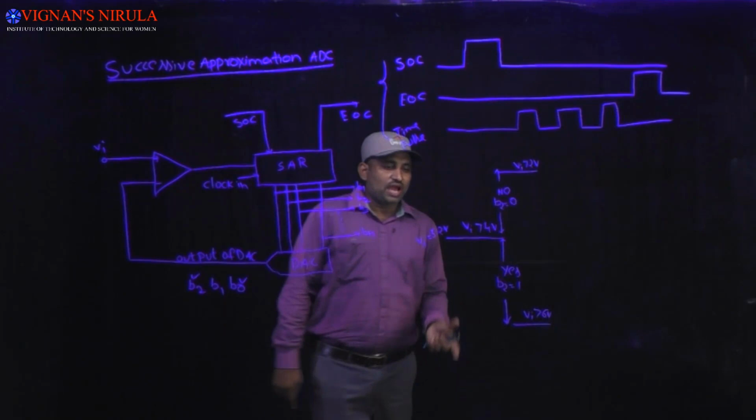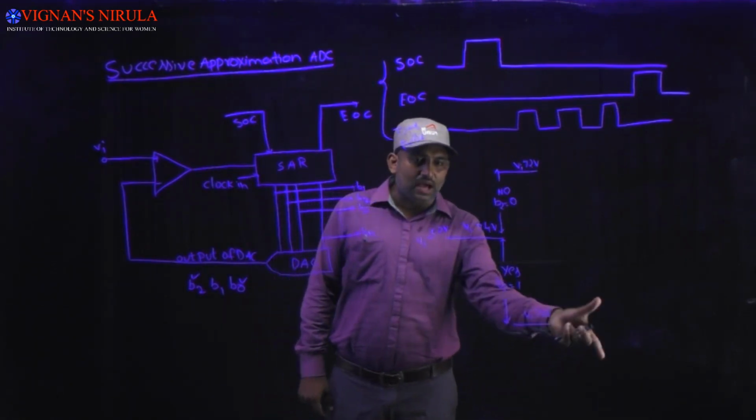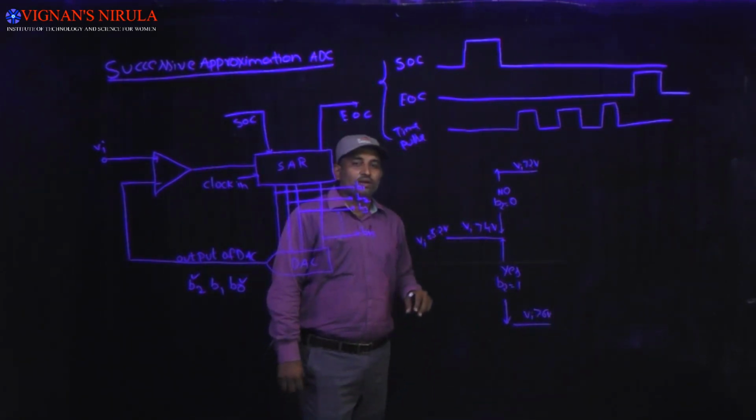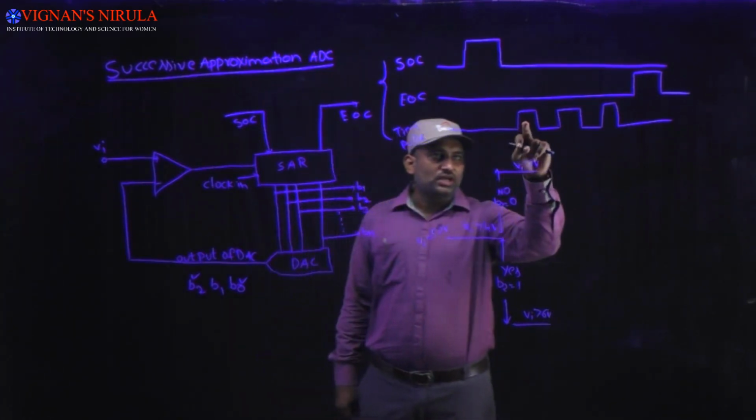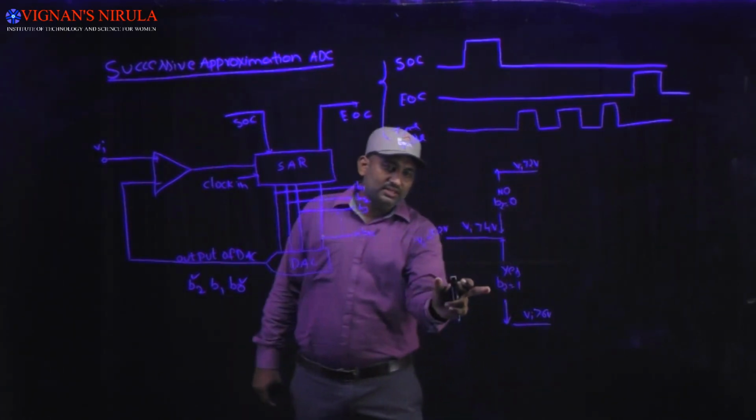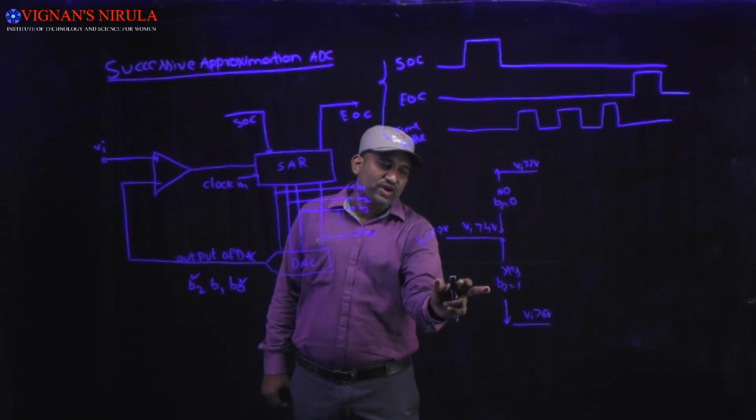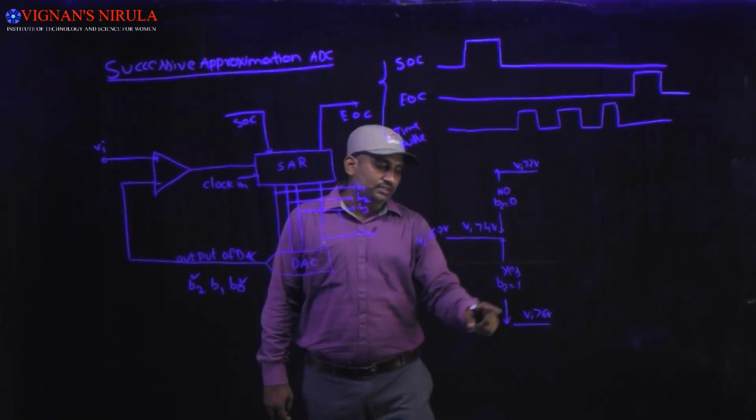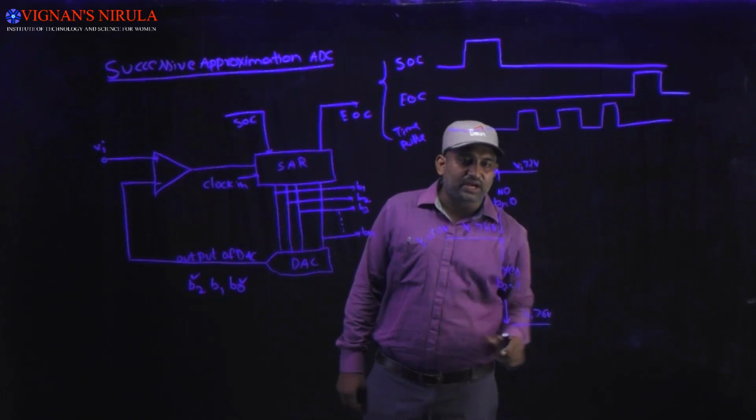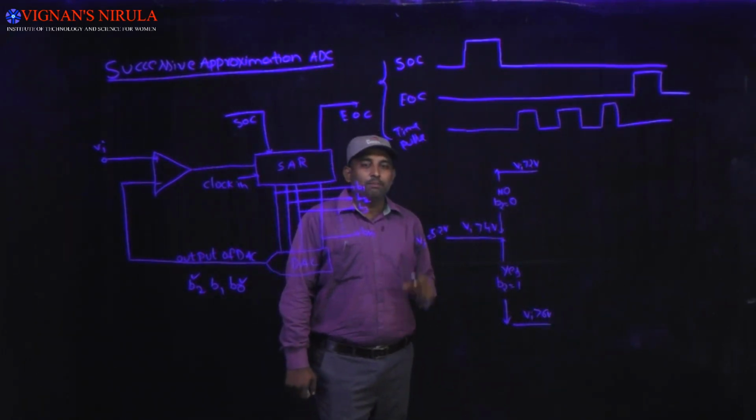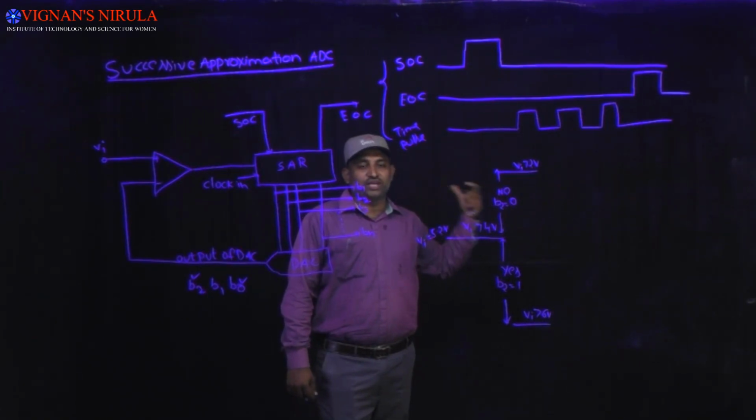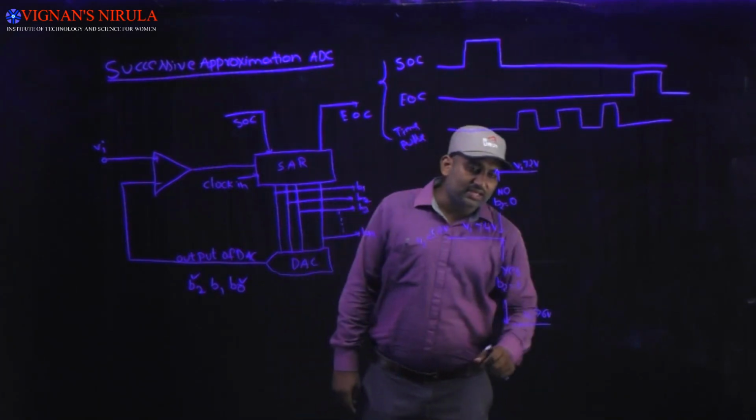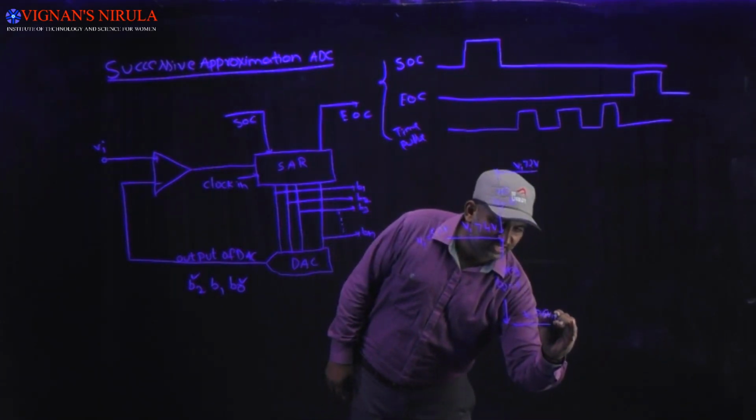First I am going to explain this operation. I am assuming my VI is greater than 4 volts. In the first clock time period, I complete my search for the B2 bit. After that, in the second clock period, I search the B1 bit. After that, in the third clock time period, I search the least significant bit. So, when VI is greater than 6, once again the same process.